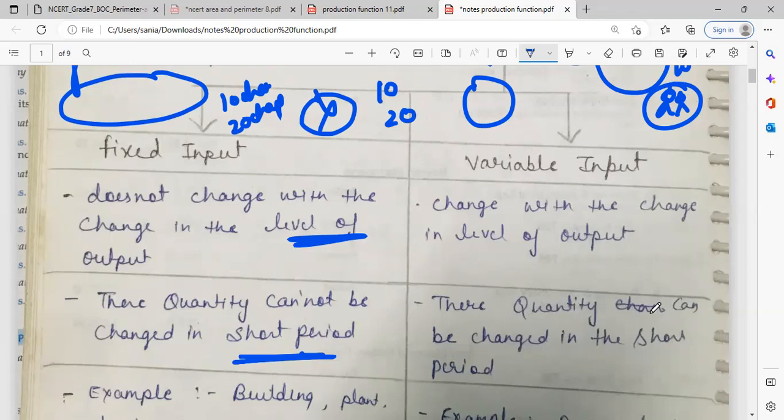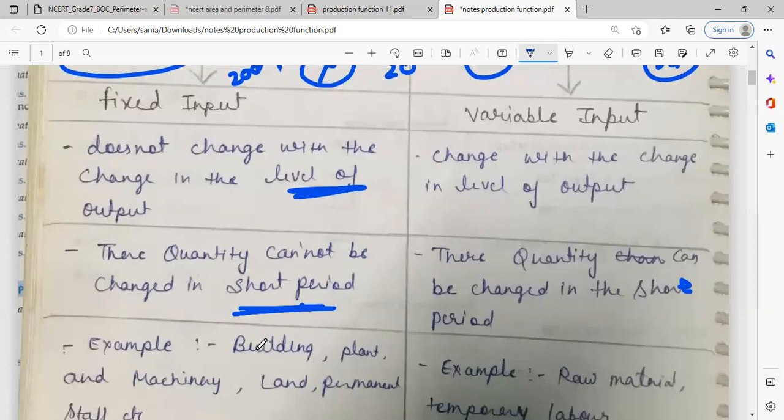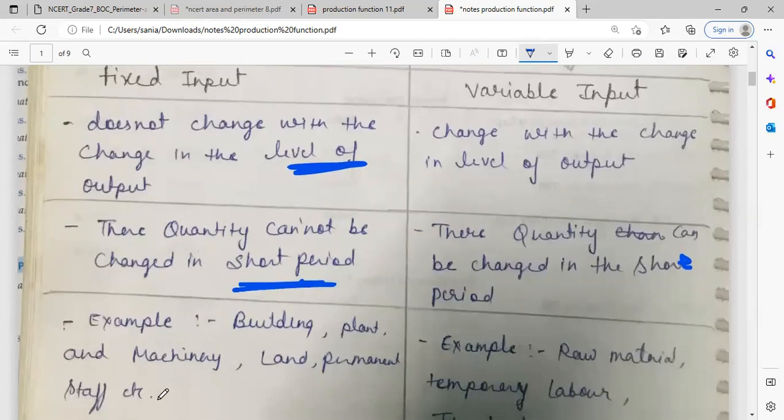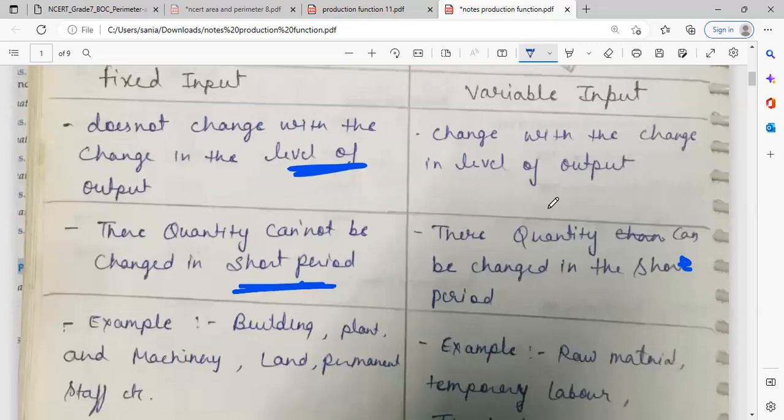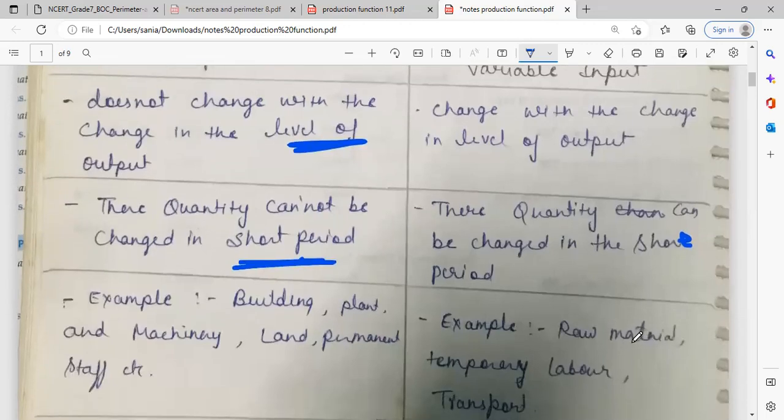But here, the quantity can be changed in the short period. Earlier, for example, you got to know 20 more people are coming, so you hired 10 more laborers for cooking, plus you bought whatever ingredients were needed for cooking. You can change it in a short period of time, but in a short period of time you cannot change the fixed input. Examples are building, plant, machinery, land, permanent stuff and everything. You cannot change it. But a variable like raw material, for example, if you want to bake a cake, you need sugar, you need bread. These are the raw material, right? And temporary labor, transport. You can change all these things, but not the fixed ones.